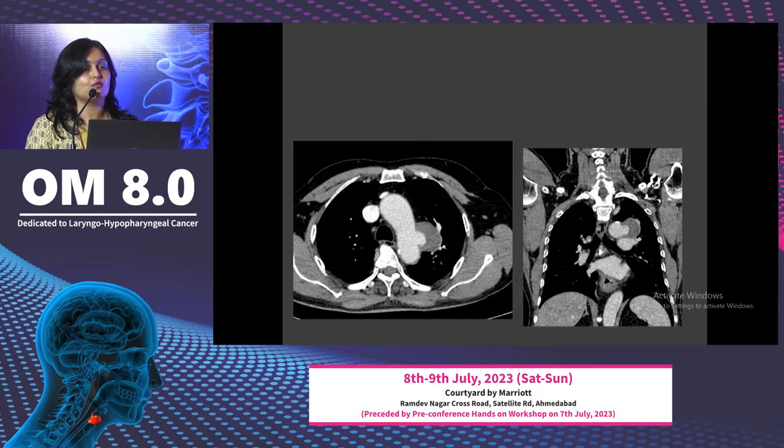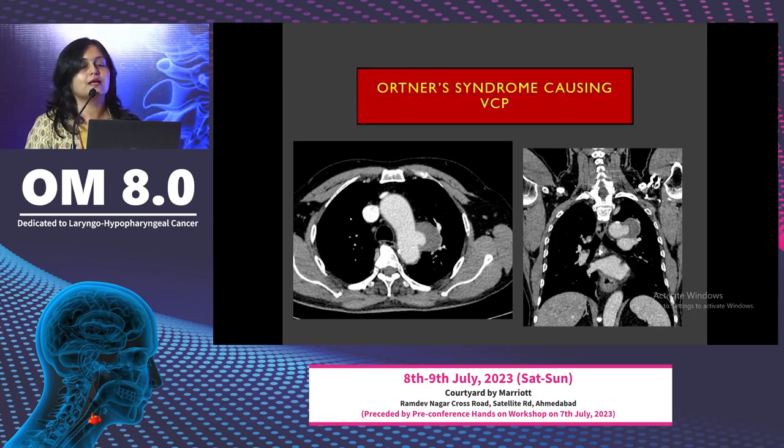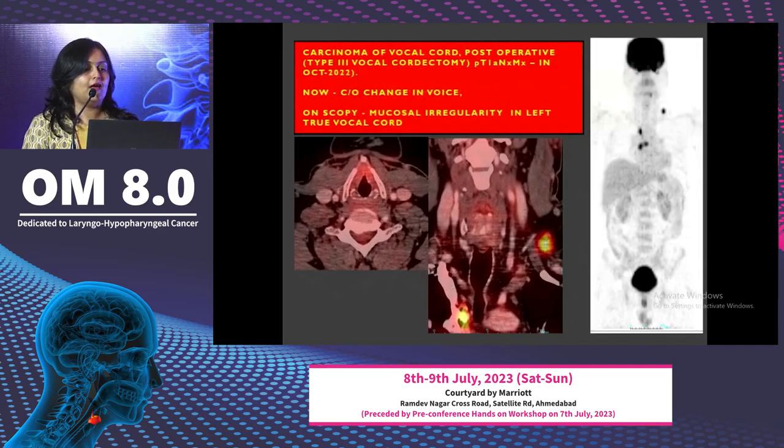In this patient, it was a rare disease, which is a pseudoaneurysm of the arch of the aorta. Here we can see it was compressing the recurrent laryngeal nerve. So this is nothing but the very rare Ortner syndrome, which is causing the left vocal cord palsy. This was the last case to show you.